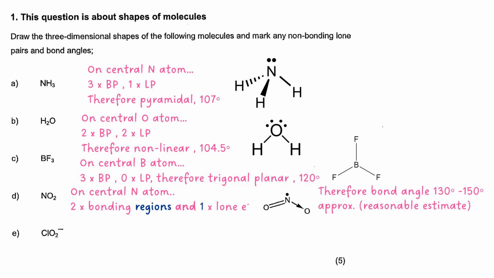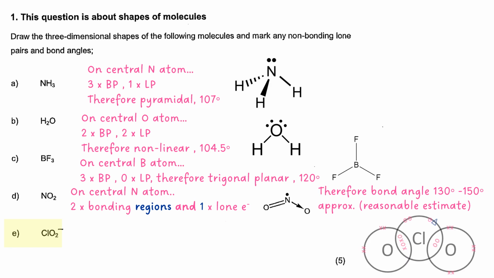Now ClO2 minus, you've got to be a little bit careful when you're looking at oxyanions like this, because they put the minus sign to the right of it, but that doesn't necessarily mean the minus charge is on the oxygen. The extra electron that's responsible for that minus charge could actually be anywhere in the molecule, or in the oxyanion I should say.